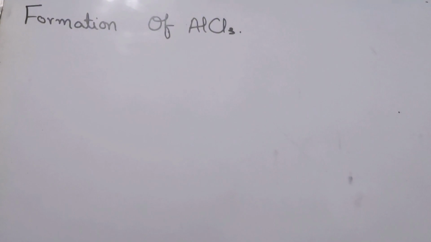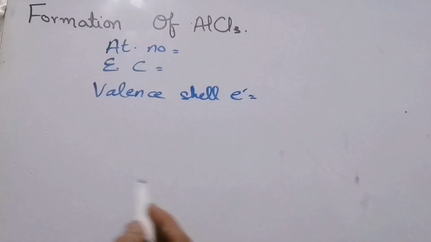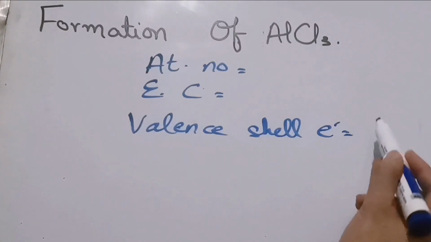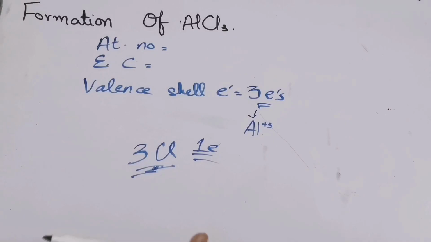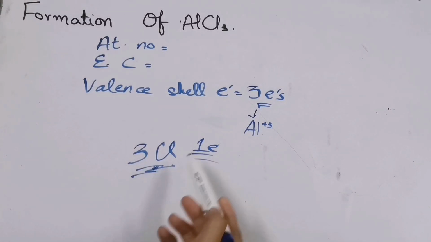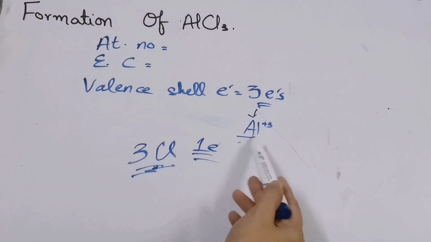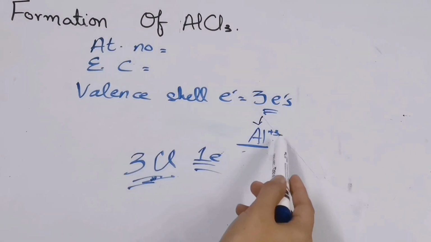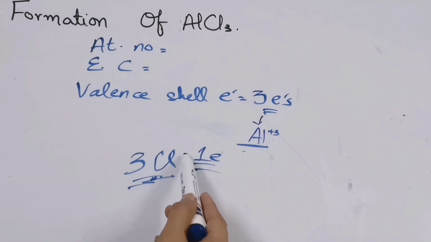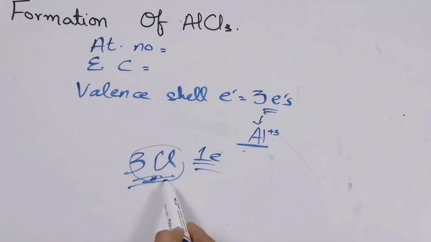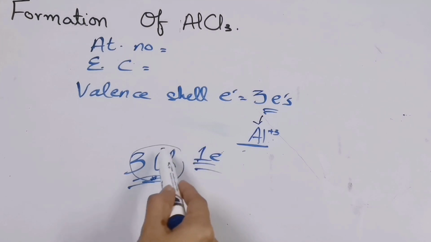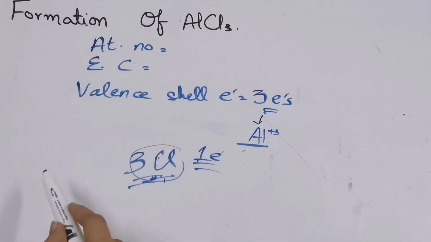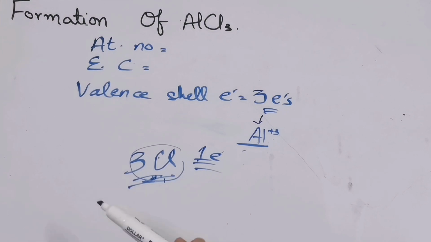Now let me briefly tell you about the formation of aluminium chloride. When you will write the atomic number and electronic configuration, then you will get to know that the valence shell of aluminium is holding 3 electrons. When aluminium will lose its 3 electrons, it will convert into a cation Al plus 3. As it is losing 3 electrons, so it will donate 3 electrons to the chlorine. 1 electron to each chlorine.